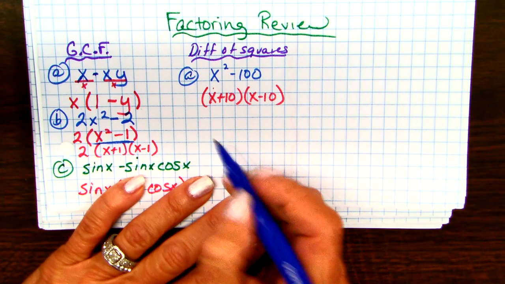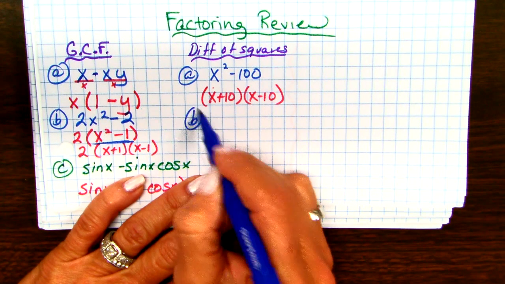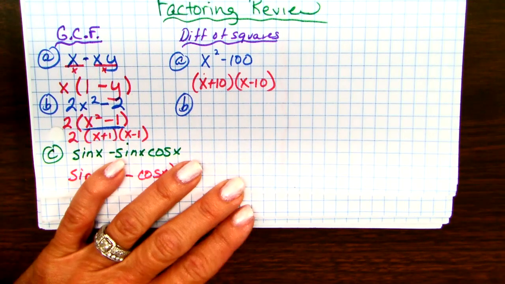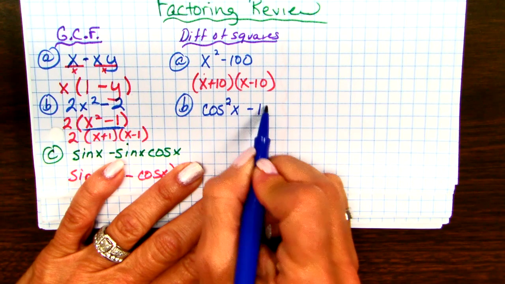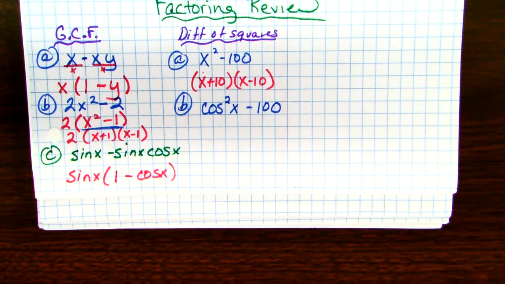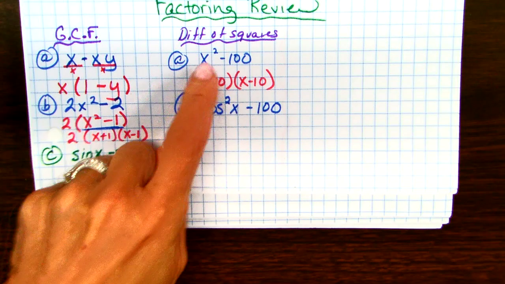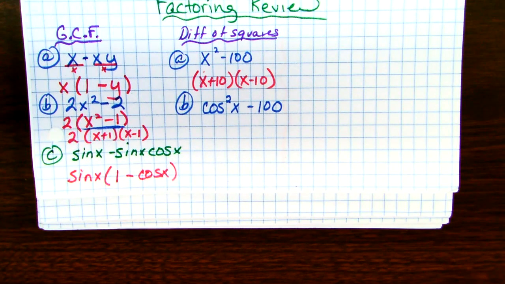Let's skip right to trig difference of squares. It looks weird. Why isn't the squared on the x? I don't know. I knew it at one point in my life. I just don't remember. That's just the way we write it, okay? We square the word. But what that means is cosine squared x means cosine x times cosine x, just like x squared means x times x, okay?